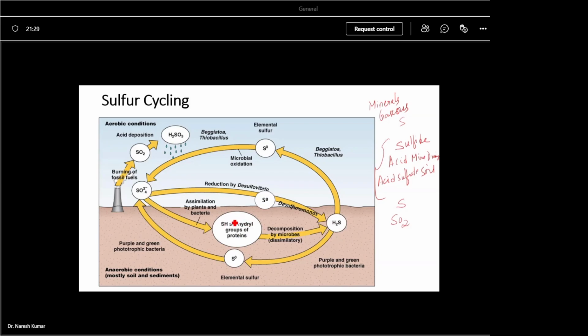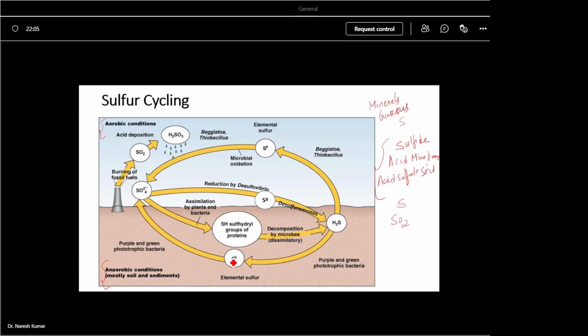Other than that, we have the release of sulfur dioxide from burning of fossil fuels, which we know leads to generation of sulfuric acid. Now again, there is this elemental sulfur which can be oxidized by bacteria such as Beggiatoa and Thiobacillus. That means the cycle of sulfur is active in aerobic condition and also under anaerobic conditions. There are aerobic bacteria which are able to oxidize sulfur. There are anaerobic bacteria which are able to oxidize sulfur as well.